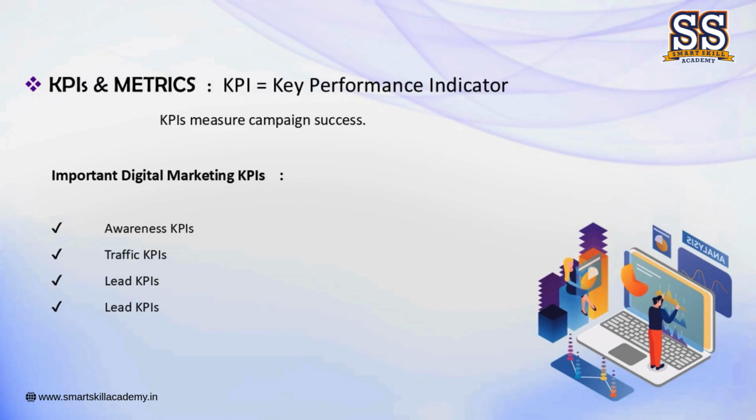When we look at the most important digital marketing KPIs, we can categorize them into 4 primary areas that follow the customer journey. First, we have awareness KPIs, which tell us how many people are seeing our brand through metrics like impressions and reach. Next, we move to traffic KPIs, which measure how effectively we are driving that audience to our website or landing pages.